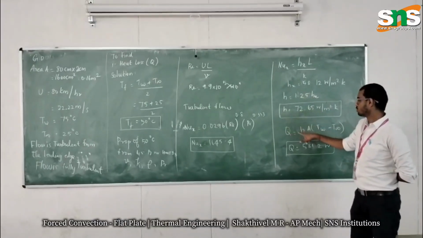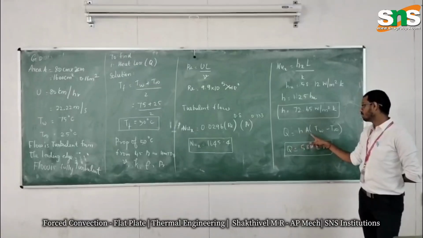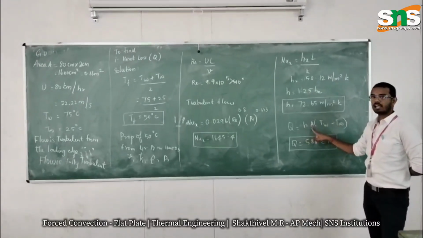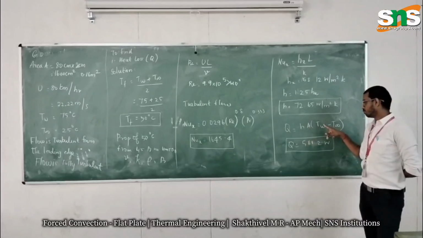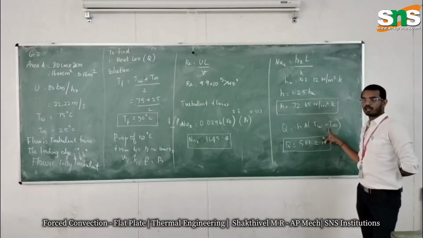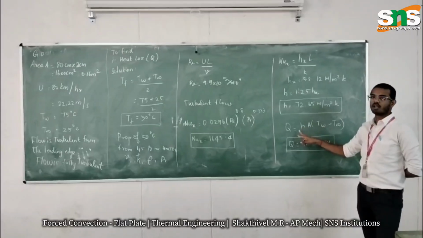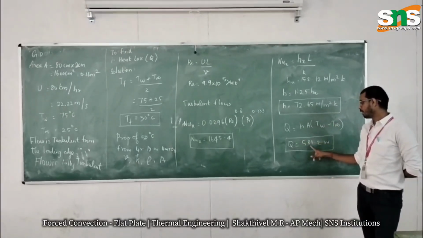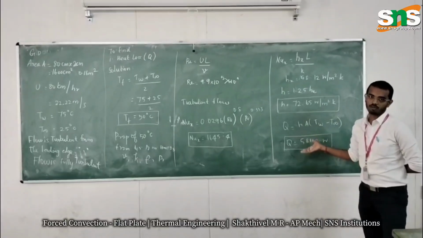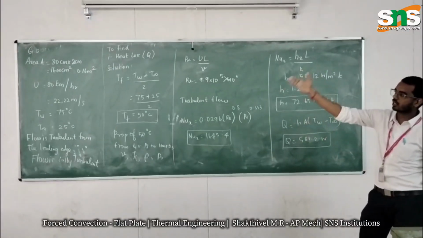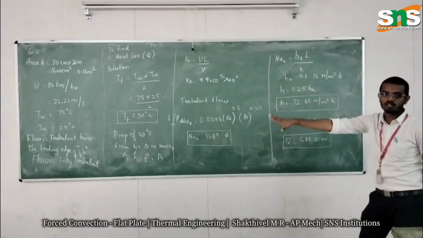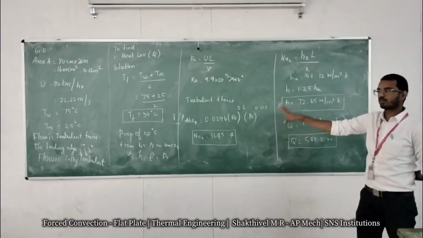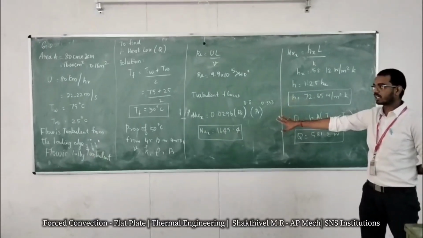So by using Q is equal to hA (TW minus T infinity), that is overall heat transfer coefficient, area, surface temperature and air temperature, I mean surrounding temperature. Substitute all the things, hA and TW minus T infinity, we can get 581.2 watts. So this much of heat is lost in the crankcase for this idealized case with the given data. So the flow is fully turbulent. So this is the example for the fully turbulent flow.